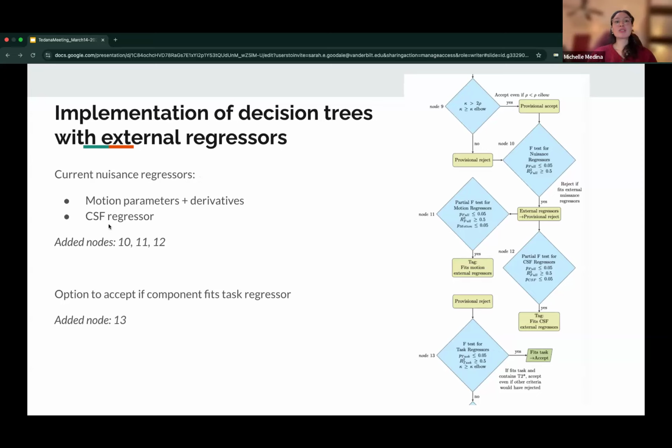And there's also the option to incorporate a task regressor. And if the component were to fit the task, then the component would get accepted, regardless of whether it was provisionally rejected due to fitting a nuisance regressor. So this decision tree is currently being tested, and I'll just provide some observations of things we've done with this decision tree.